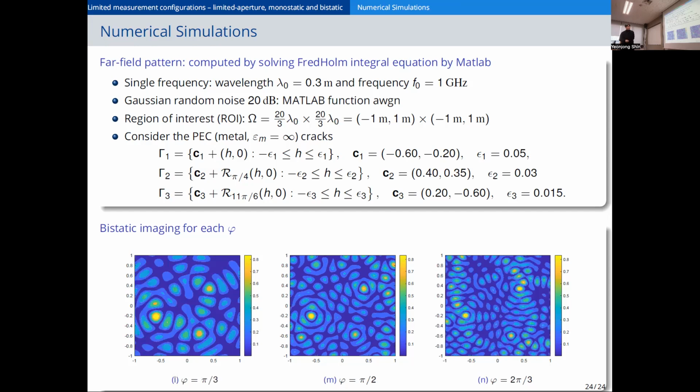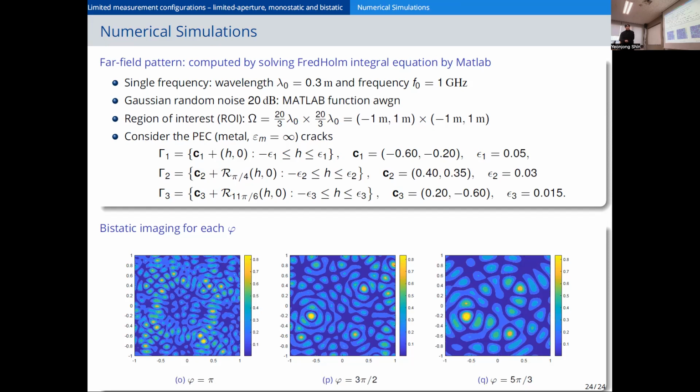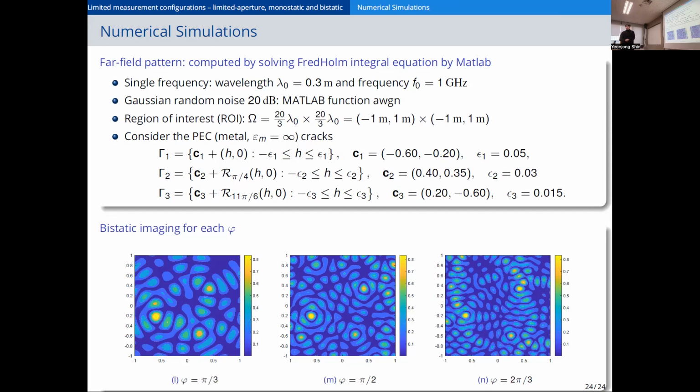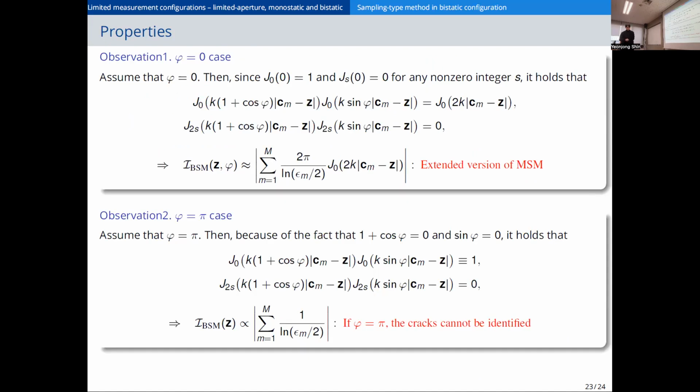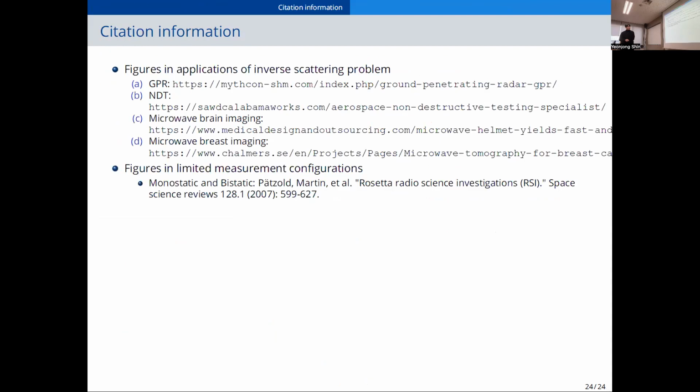Another observation is that pi over 3 has the same result as 5 pi over 3, and 3 pi over 2 is the same as pi over 2. So this means that, based on the x-axis, the plus range and minus range are equivalent. This is also identified from this observation. This is the citation information; the figures are from this information.